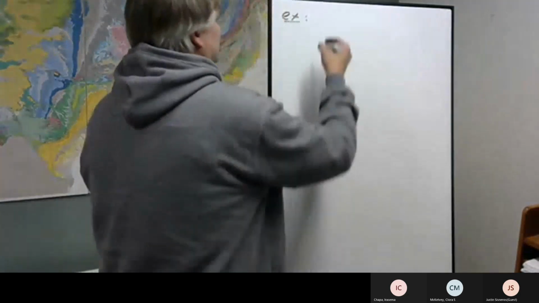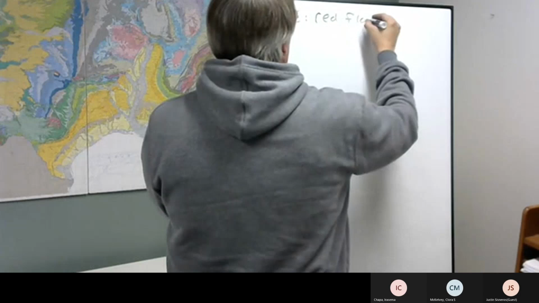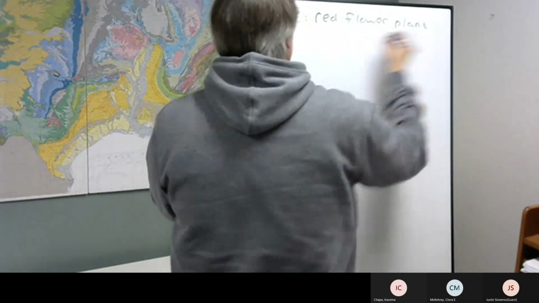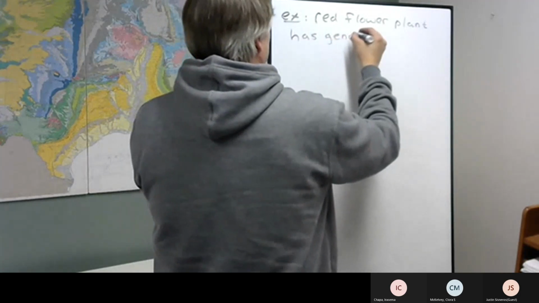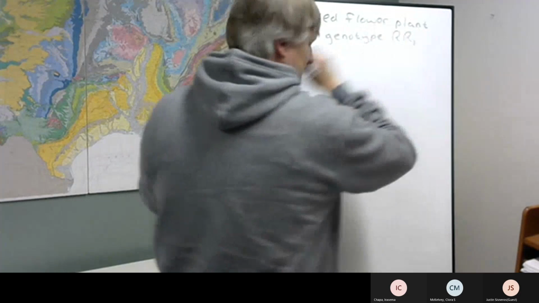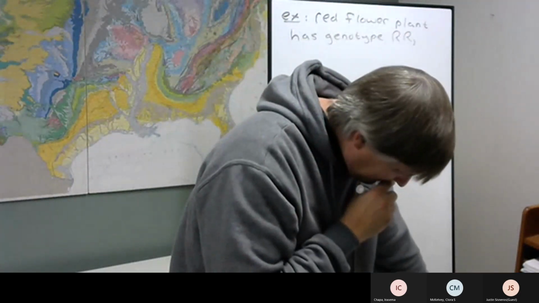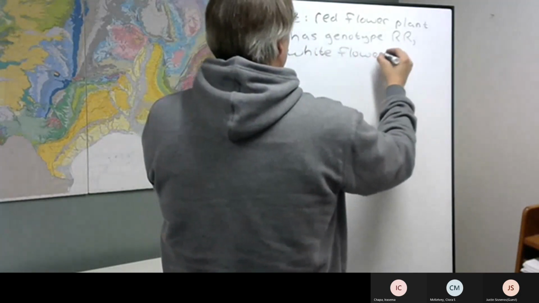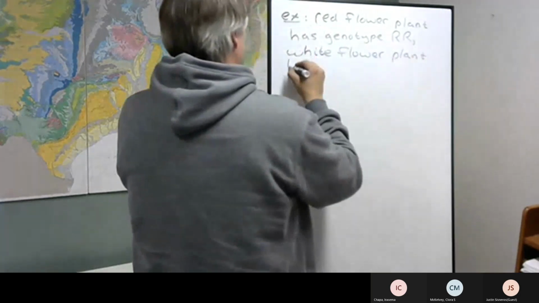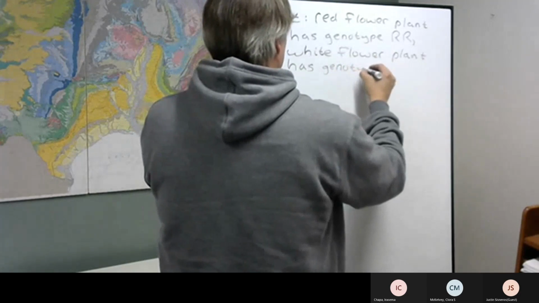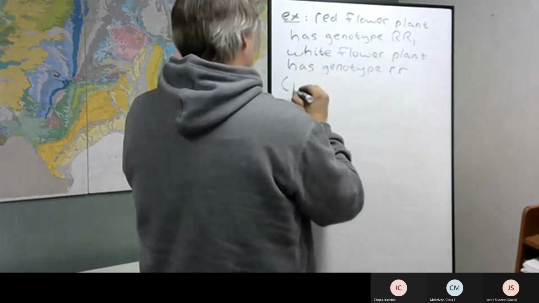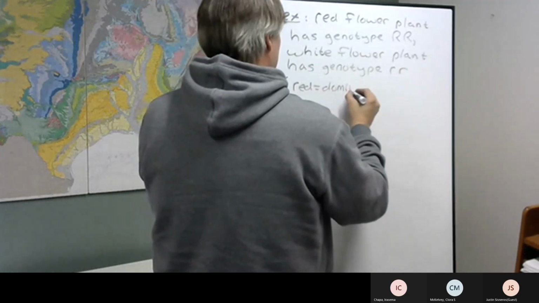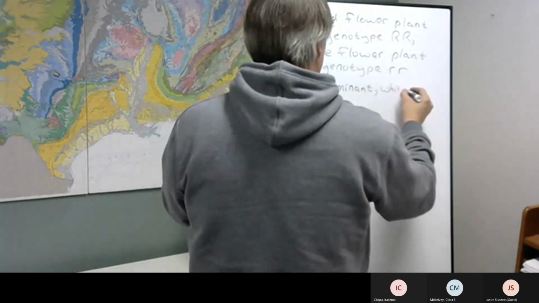So let's say we're talking plants. We have one parent plant with red flowers as a genotype of RR. And then the other is white flowers with genotype rr. So red is going to be dominant, white recessive.